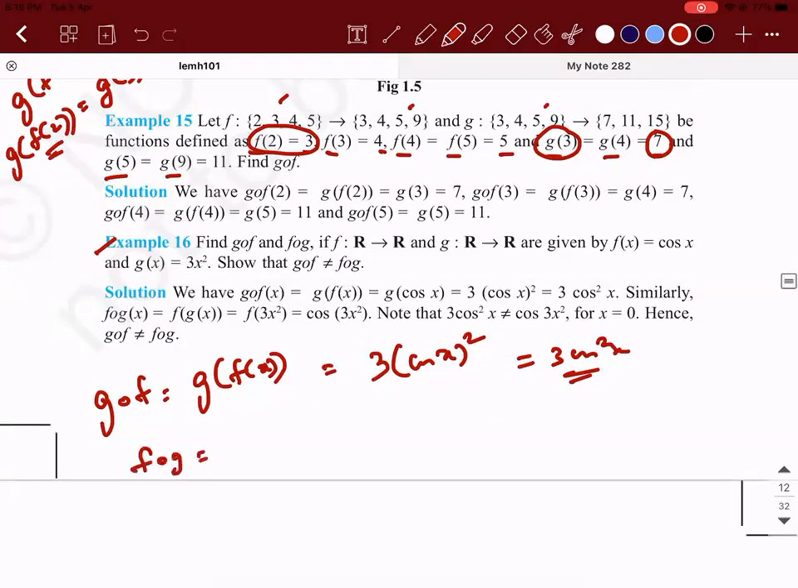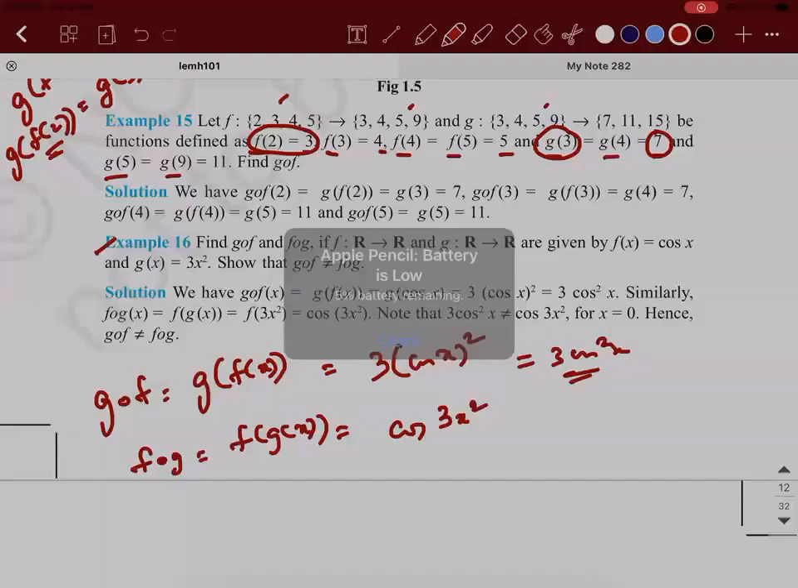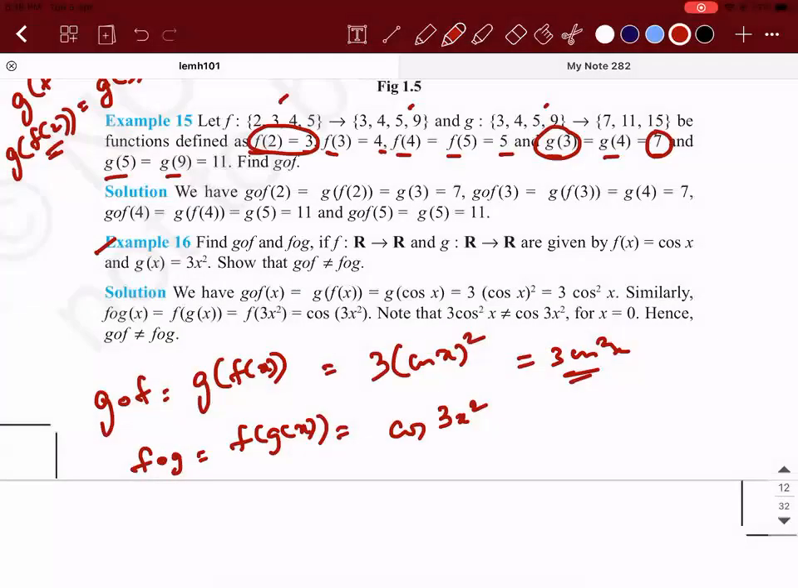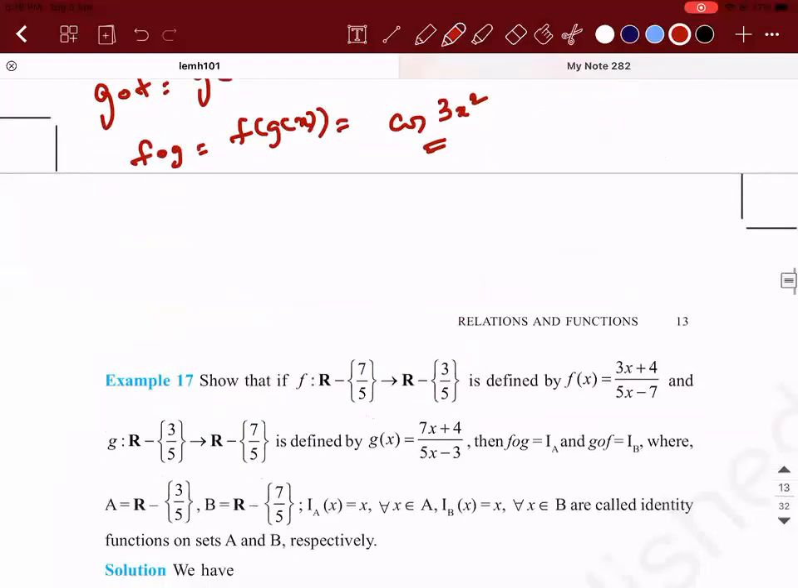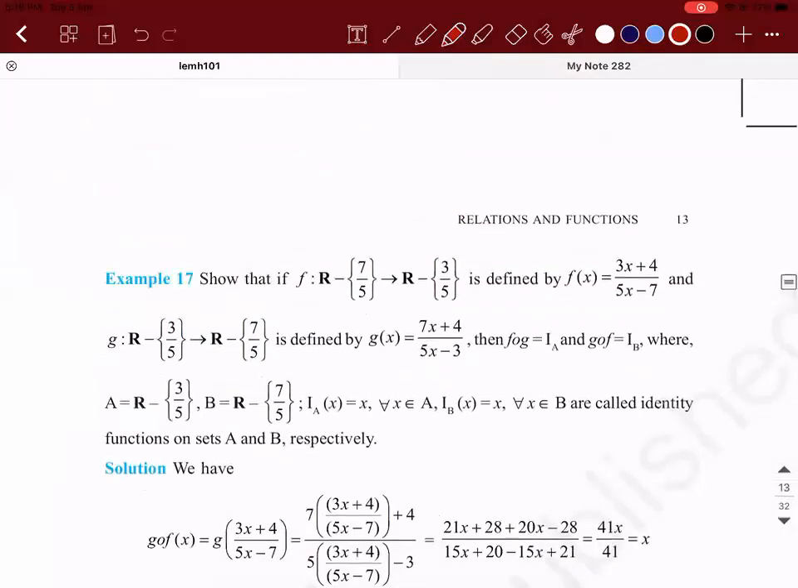Then what about f circle g? That is f of g of x. That is cos of, see, f is cos, right, so cos 3x square. You know, g of x is 3x square. Correct? Clear or not? So cos 3x square. So 3 cos square x is not the same as cos 3x square. That's it.